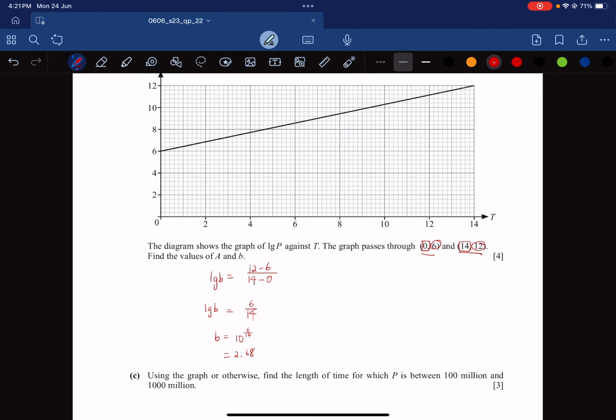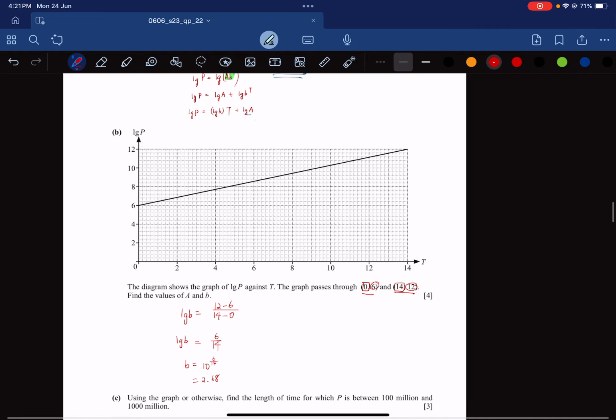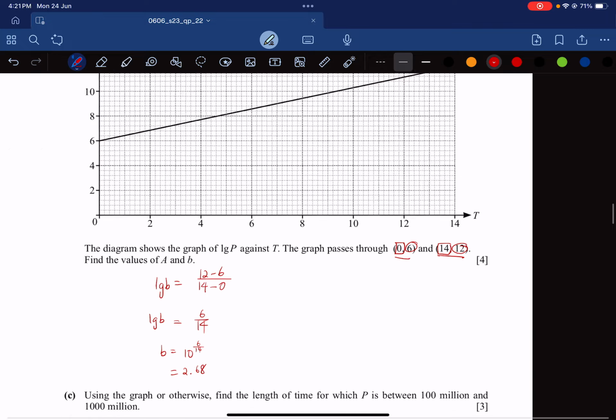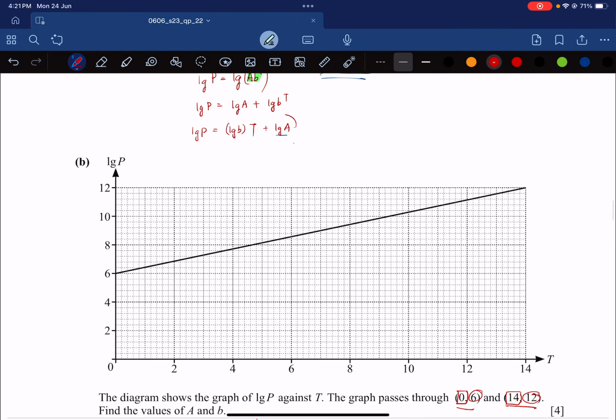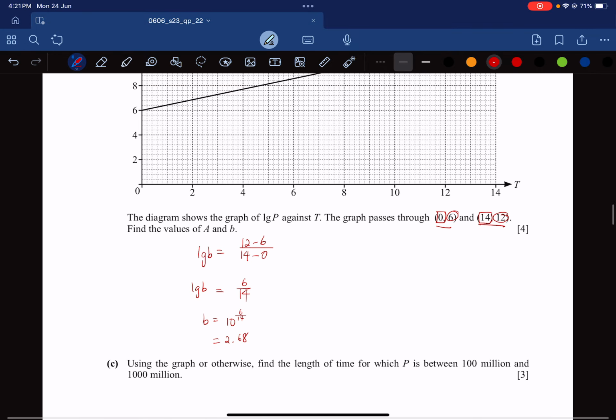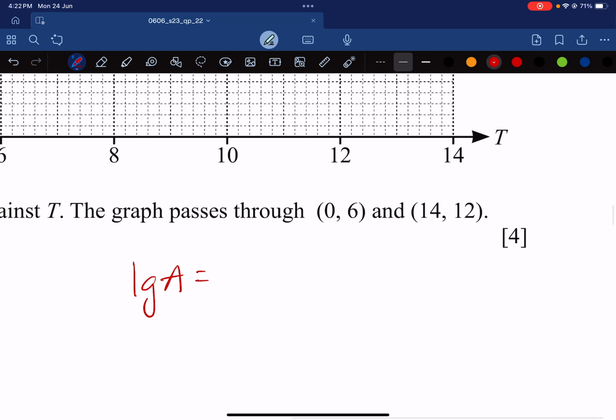All right. How about a? Log a would be the c, the y-intercept. You know that the y-intercept has x-coordinate 0, so a would be 10 to the power of 6, a million.